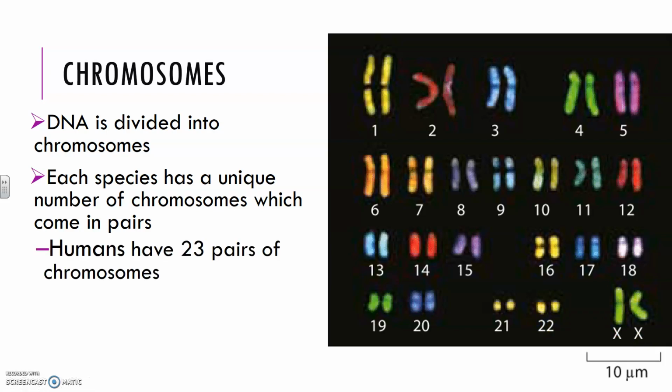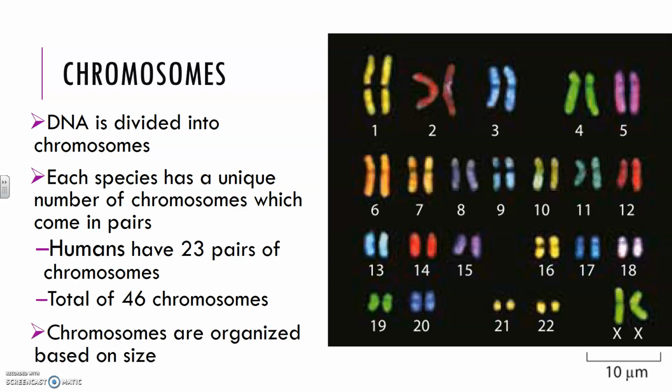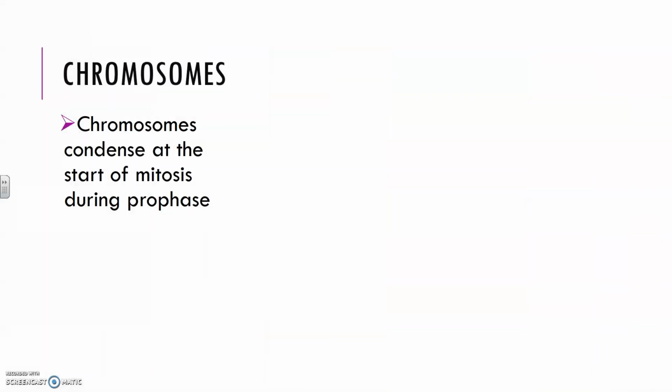So again, humans have 23 pairs of chromosomes, meaning that we have a total of 46. And again, chromosomes are organized based on their size. Okay, so largest first all the way down to 22, and then the 23rd pair are your sex chromosomes, okay? So X or Y.